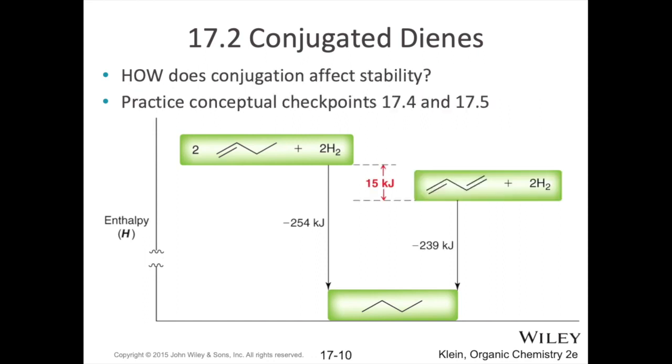Okay, so here's that comparison. So if we compare a regular alkene here, and then we compare a corresponding conjugated diene, notice that there is a 15 kilojoule gap in energy. All right, when we look at their respective heats of hydrogenation to make the corresponding alkane.